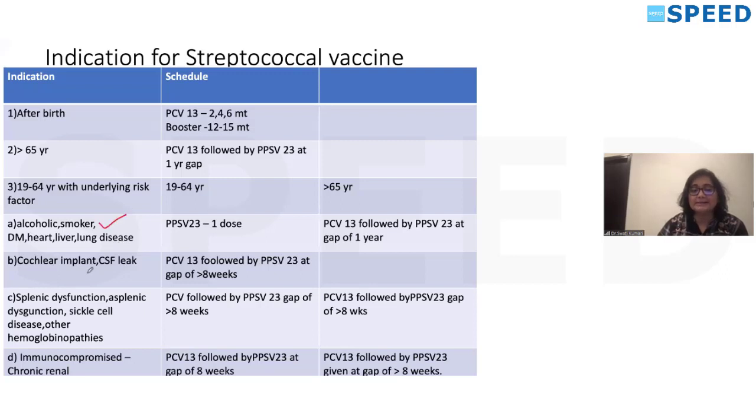Alcoholics, smokers, heart-lung disease, cochlear implant, CSF leak patients, splenic dysfunction, asplenic patients, sickle cell disease patients, chronic renal failure patients. These are all high risk groups for pneumococcal vaccine. So in that, what vaccine you have to give and how much duration, this slide shows. Afterward, you will give PCV. Okay, and 2, 4, 6 months, booster dose you will give at 12 to 15 months.